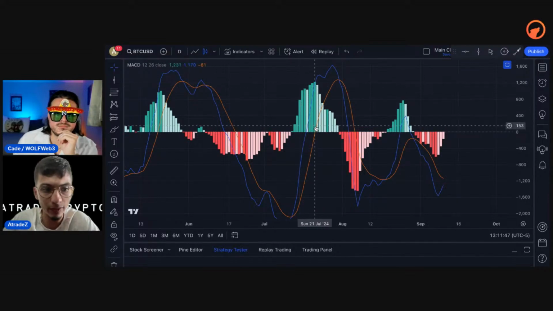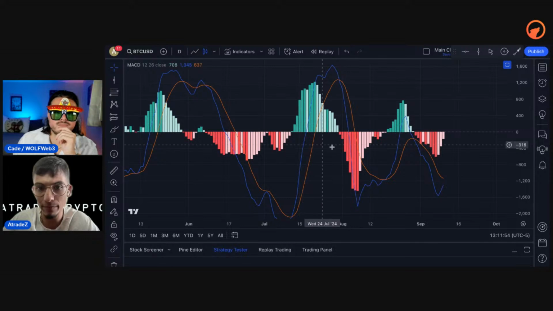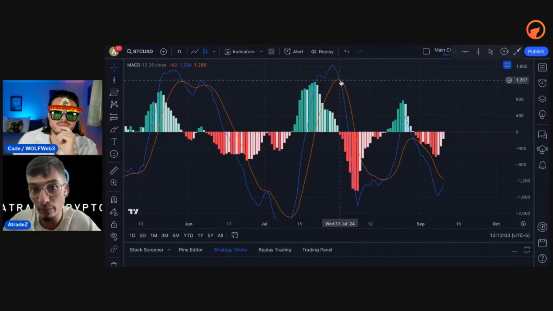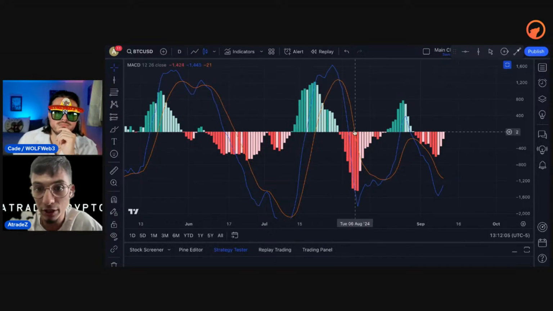But the blue line is essentially the difference between the 12-day and the 26-day EMA. So within MACD, there are moving averages, and the red line is the signal line, which is a 9-day EMA. So them crossing essentially creates the MACD.